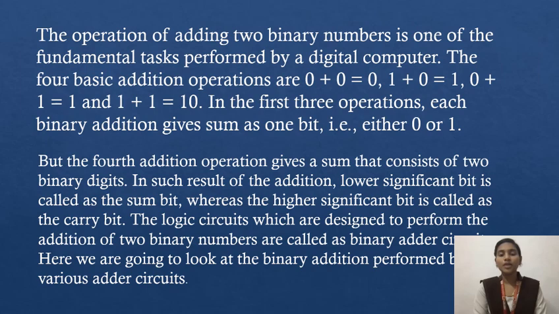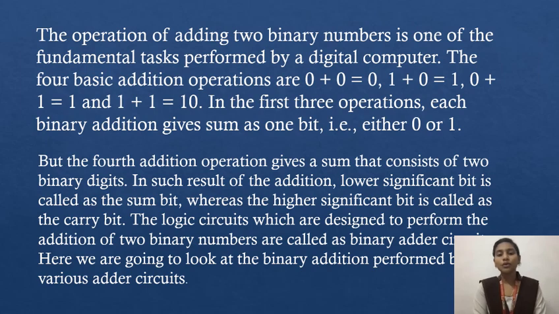The basic operations are 0 plus 0 is equal to 0, 1 plus 0 is equal to 1, 0 plus 1 is equal to 1, and the last one, 1 plus 1 is equal to 10. As we observe, in the first three operations each binary addition gives the sum as 1 bit, but the fourth one gives 10, that is 2 binary bits.